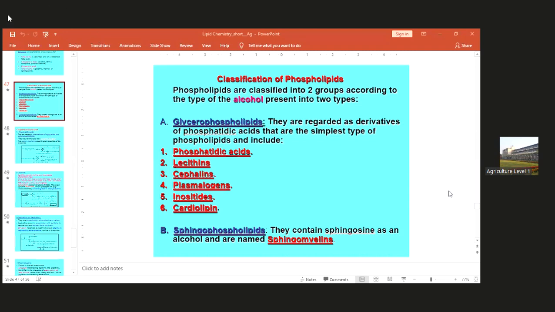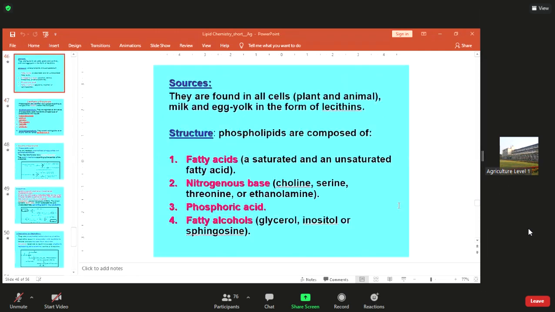A lipid that contains a phosphoric acid group is called a phospholipid. We also discussed the properties of the phospholipid, where at the very minimum, fatty acid and fatty alcohol should be present. Besides this, phospholipids have phosphoric acid, and this phosphoric acid group is linked with the lipid via the nitrogenous base.